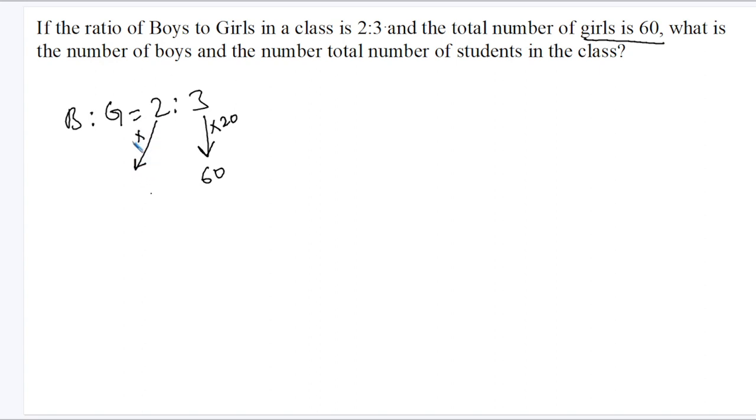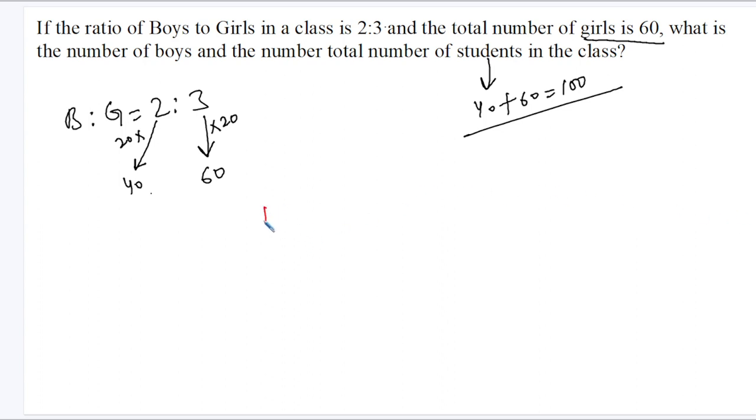So we can get the number of boys quickly. 2 times 20, that's 40, and also the total number of students will be 40 plus 60, that's 100. I hope this is clear. You have ways to do these questions. You can use the fraction method.